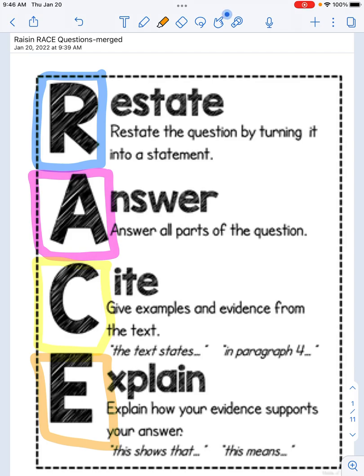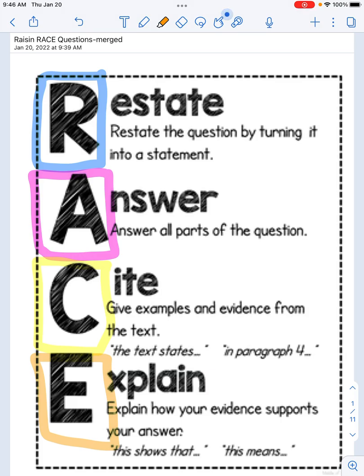And you'll say something like, the text states, or in paragraph 4 it says, and then remember, if you're citing your text evidence, you need to use quotation marks around those words because they are not yours. You are borrowing them. That would be plagiarism if you wrote them without the quotation marks. The last step is to explain, and that means to explain your evidence. So you're going to explain how your evidence actually supports your answers. What does it show, or what does it mean?